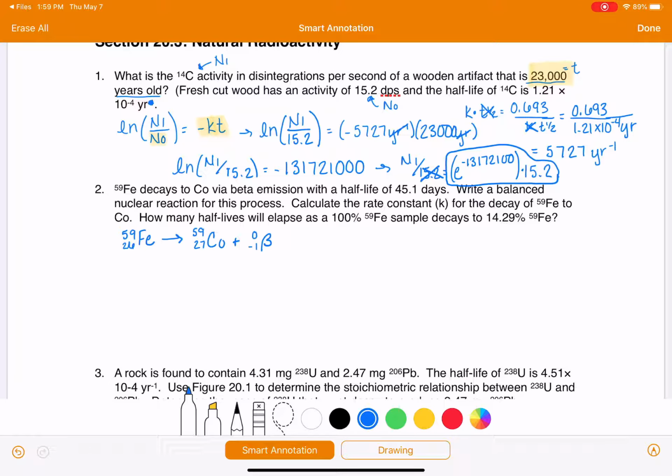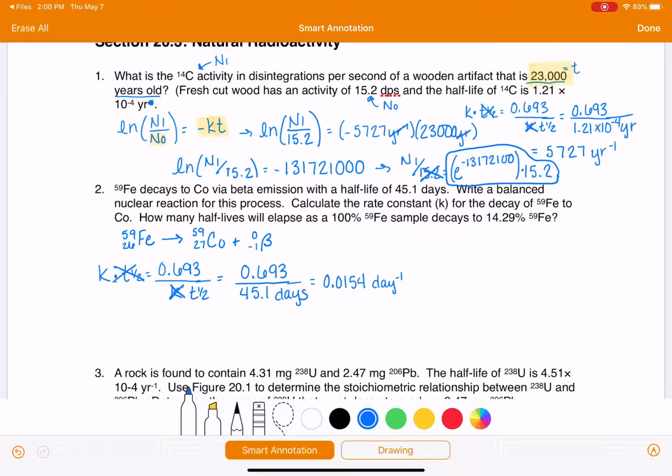Calculate the rate constant for the decay of iron-59 to cobalt. Okay, so that we're going to do with our T1/2 equals 0.693 over K. And we're calculating the rate constant K. So first thing we want to do is multiply both sides by K to get rid of it. And then we want to divide both sides by T1/2 to move that down. And now we're going to plug in our T1/2, our half-life, 45.1 days. So the rate constant for this, 0.693 divided by 45.1. The rate constant is 0.0154 inverse days.